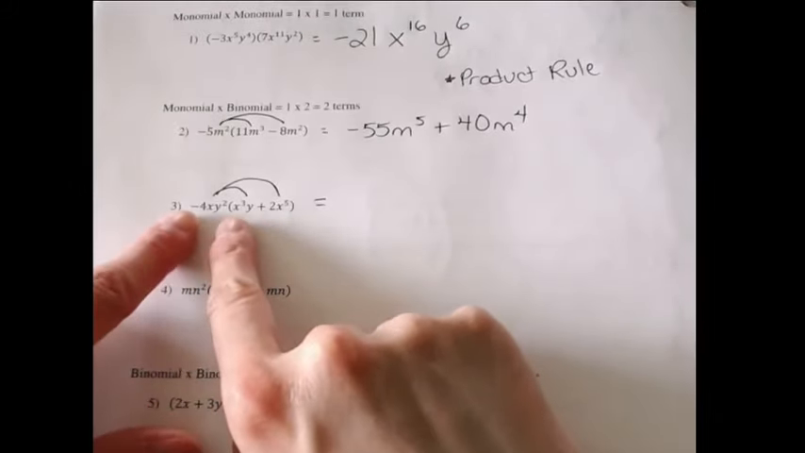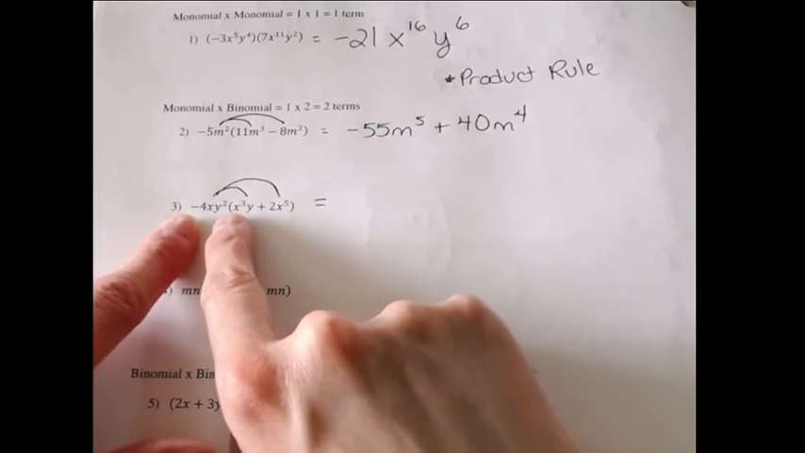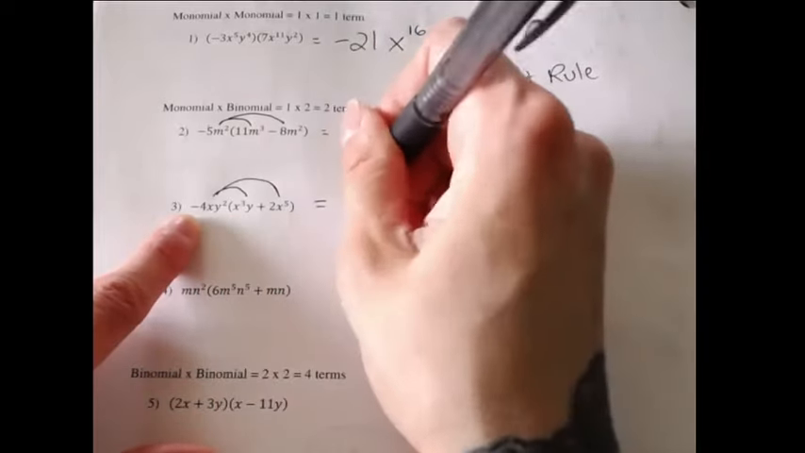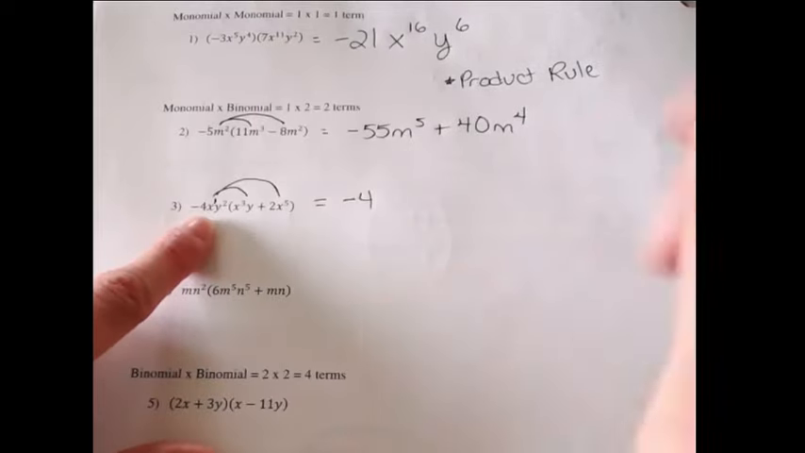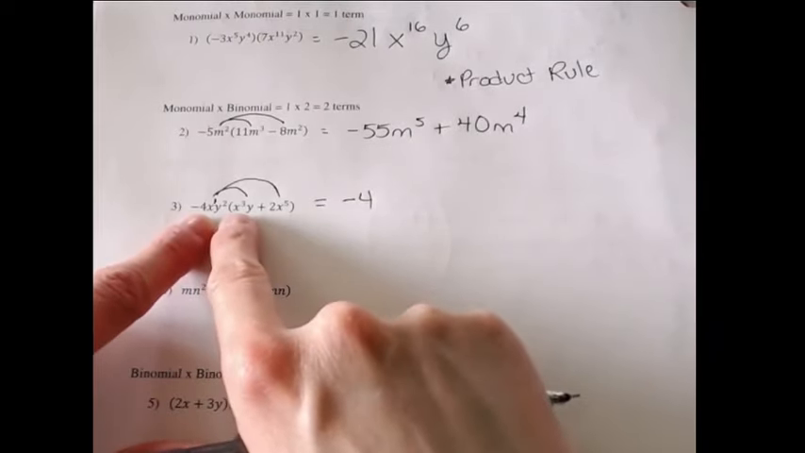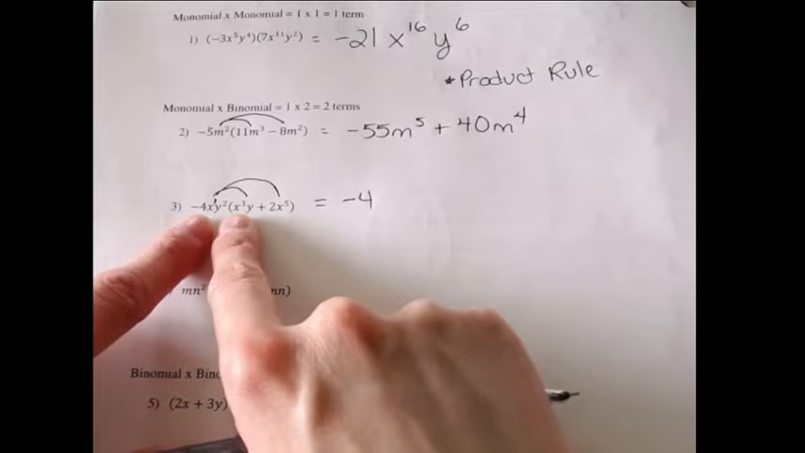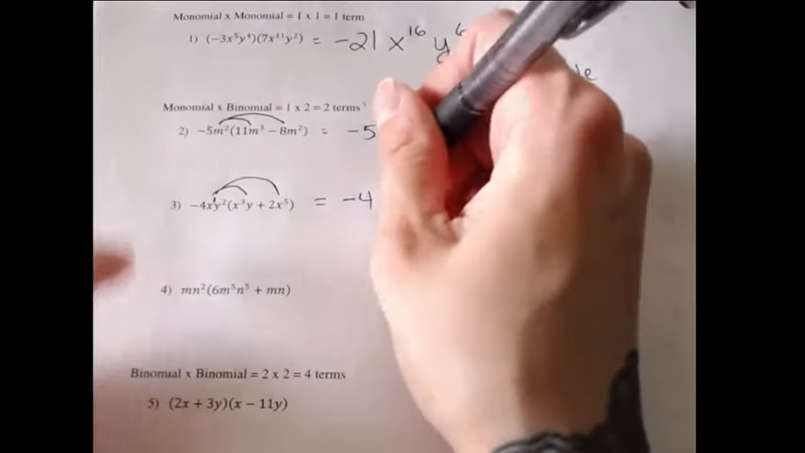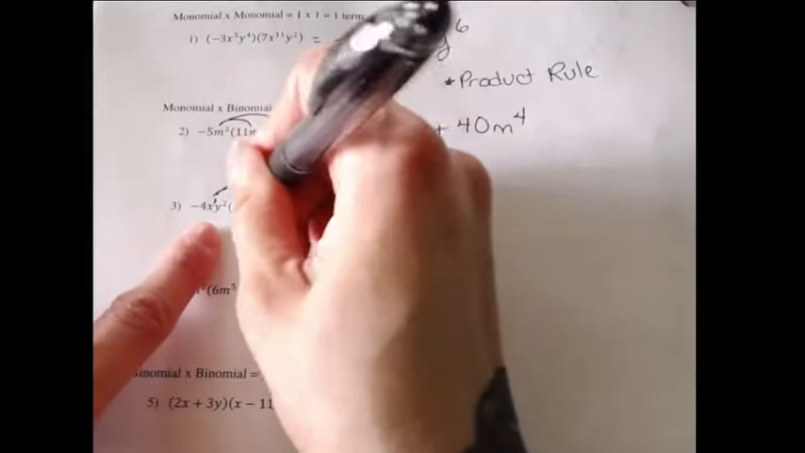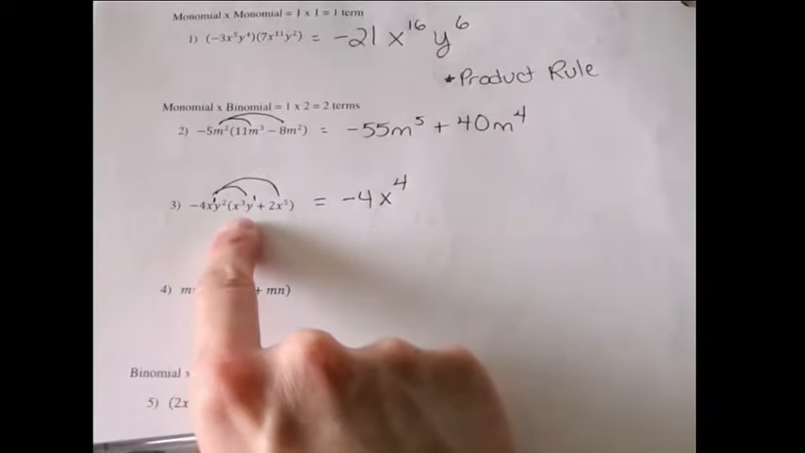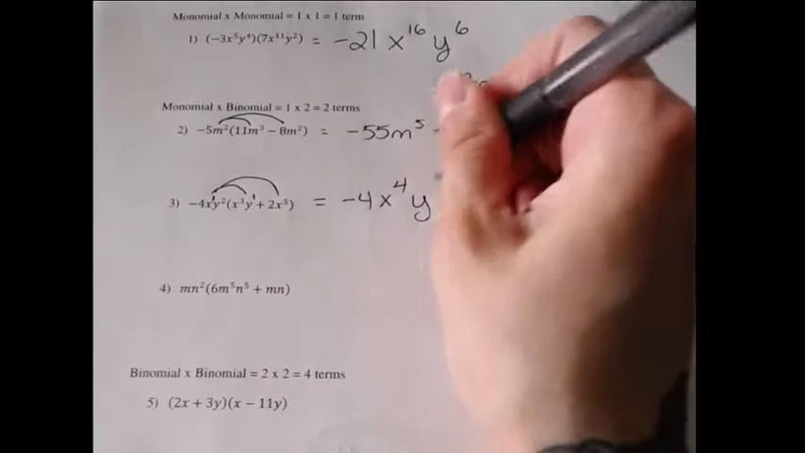First things first, we have a negative 4 times a 1. There's a 1 in front of this x cubed y, so negative 4 times 1 is negative 4. X to the 1st power times x to the 3rd power is keep the base, add the powers. So it's x to the 4th. Then we have a y squared times y to the 1st power, keep the base, add the powers. So that's y to the 3rd.